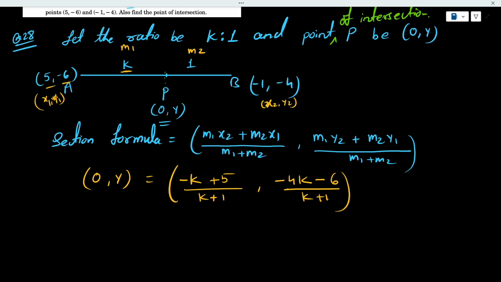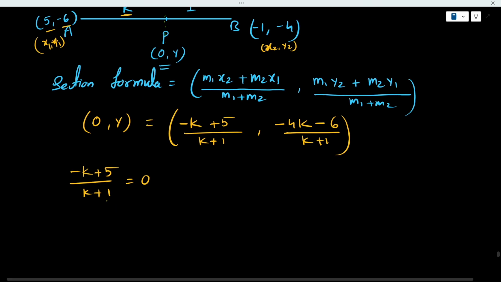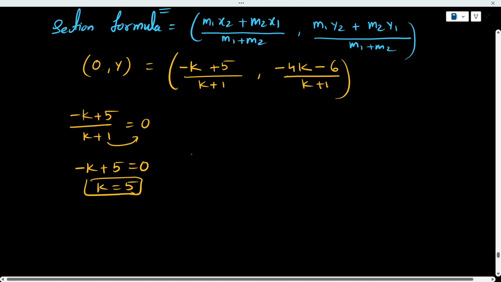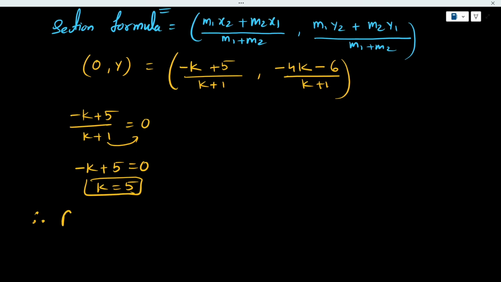So how are we going to take it here? Minus k plus 5 by k plus 1 will become 0. Now if you simplify this, the whole denominator goes to the right hand side, so it becomes 0, minus k plus 5 is equal to 0. So k is equal to 5, right? Therefore the ratio is nothing but k is to 1, so you will have the ratio as 5 is to 1. This is your first part, where you need to find the ratio.